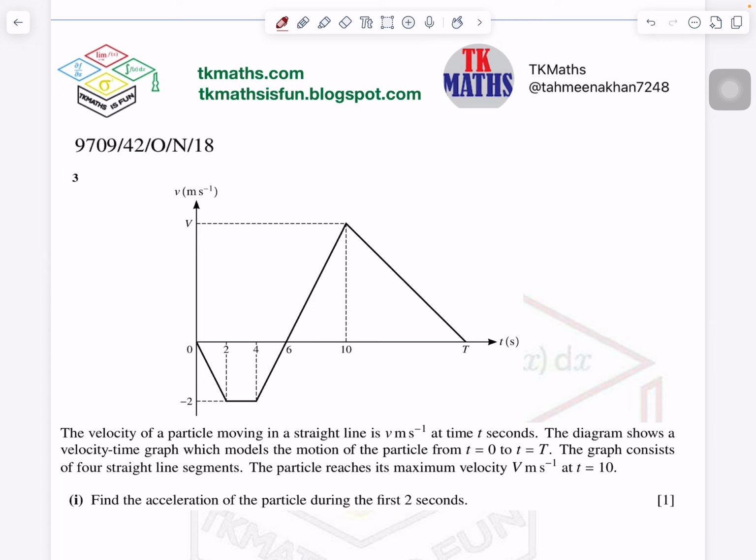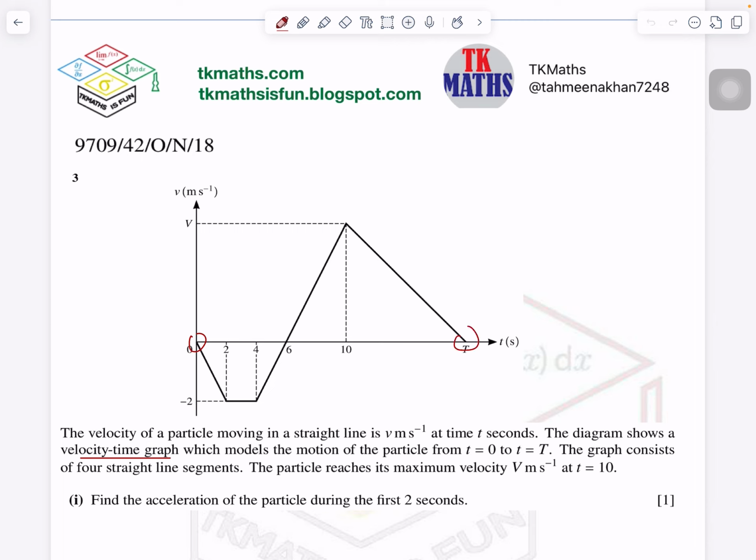So now in this question, the sketch is given to you, right? So mostly the sketch is asked to be drawn or sometimes it is already given to you. The velocity of a particle moving in a straight line is v meter per second at time t second. The diagram shows a velocity time graph which models the motion of the particle from 0 second to t second.